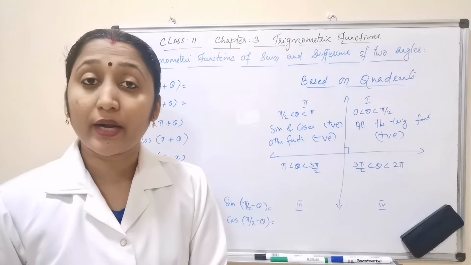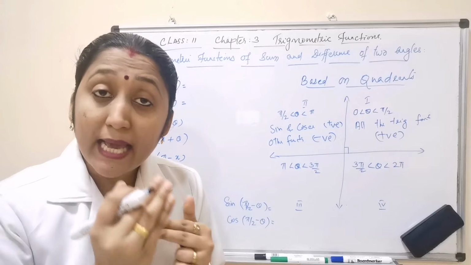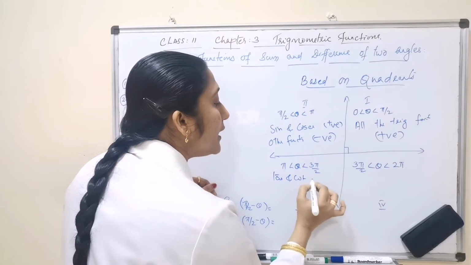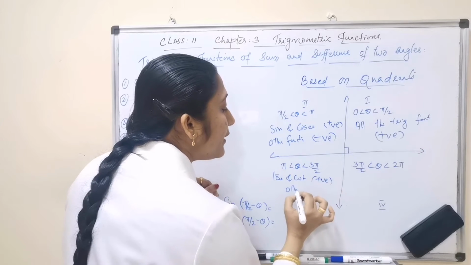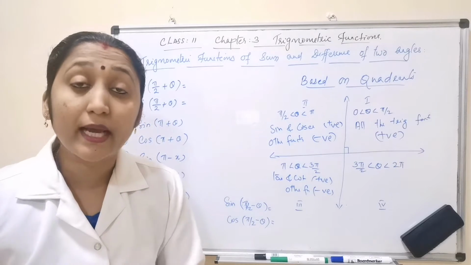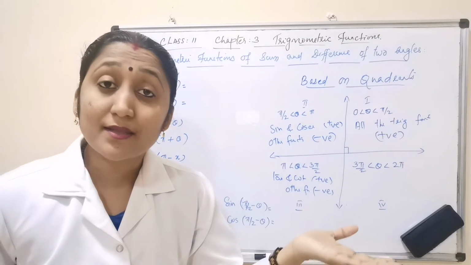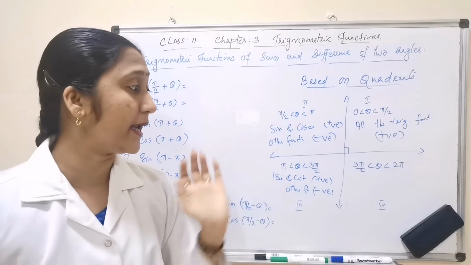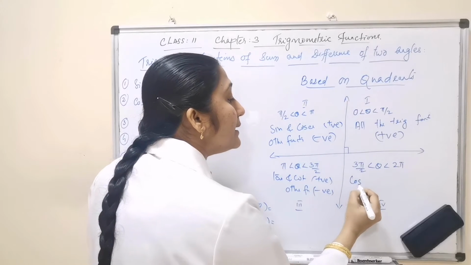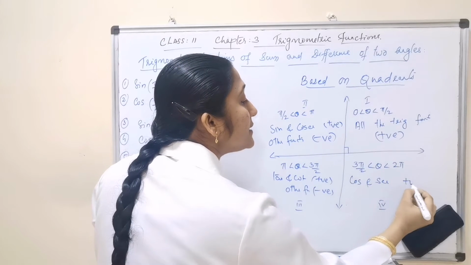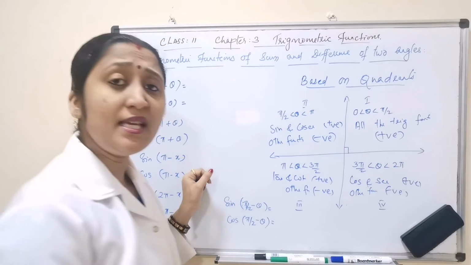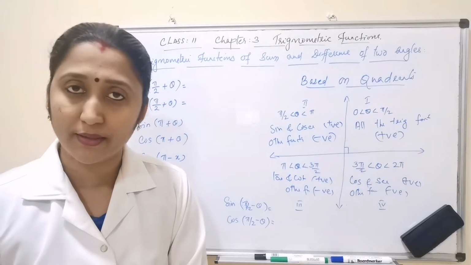In the third quadrant, tan and cot will be positive. All other functions are negative. Then the last, the fourth quadrant: cos and sec are positive. Other functions are negative. These are the conditions about the quadrants.